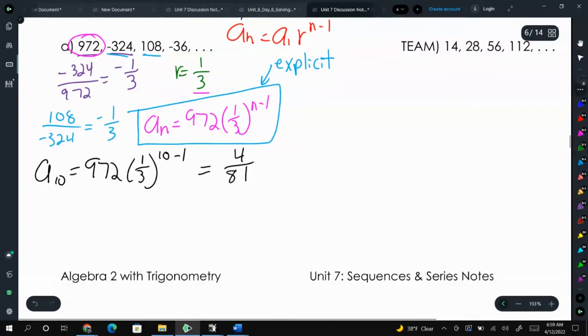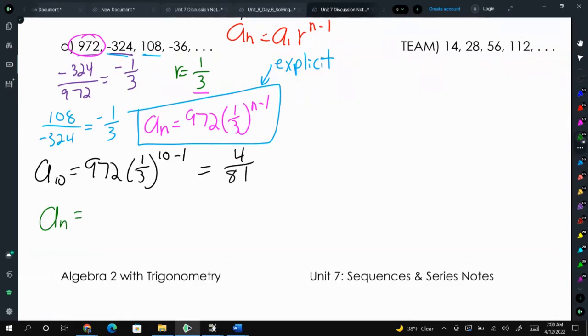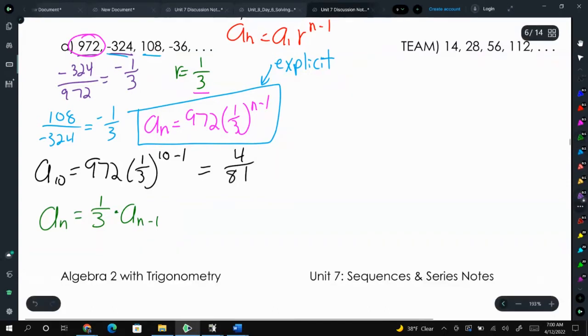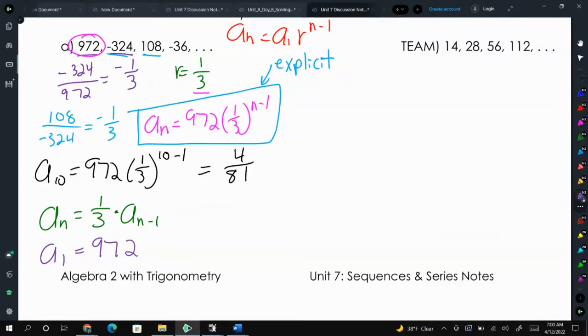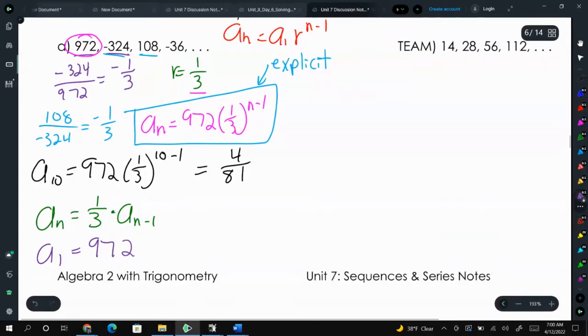Now the recursive rule: a sub n equals, we're multiplying by -1/3 each time, so it's going to be -1/3 times a sub n minus 1, that previous term, where a sub 1 is 972. This is recursive.